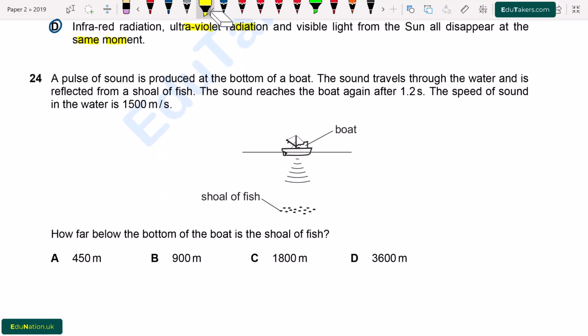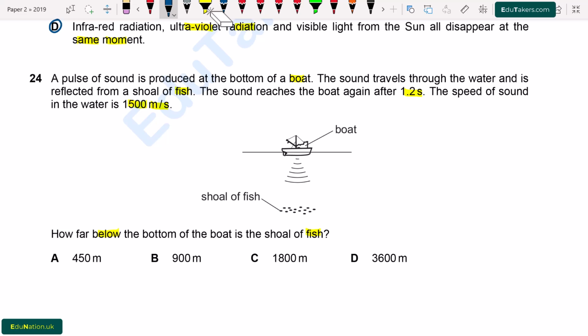Question number 24. A pulse of sound is produced at the bottom of a boat. The sound travels through the water and it is reflected from the shoal of fish. The sound reaches the boat again after 1.2 seconds. The speed of sound in the water is 1500 meters per second. How far below the bottom of the boat is the shoal of fish? Basically here we have to find out the distance.